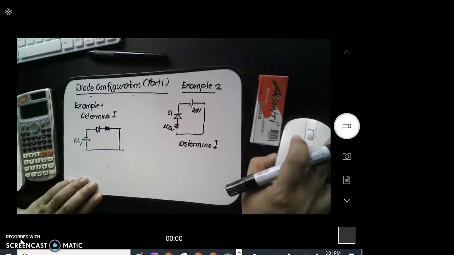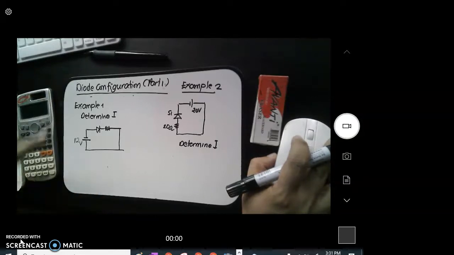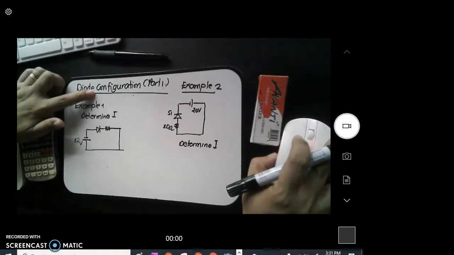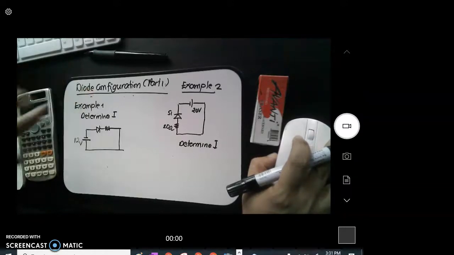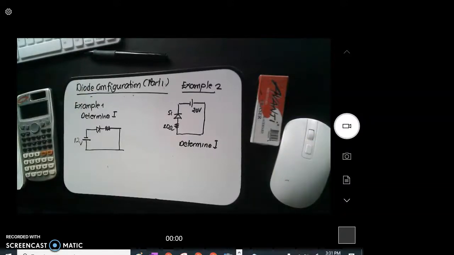Good day to everyone. This time our topic is diode configuration part 1. For this session, we will explain 4 examples of diode configuration. When you say configuration, it talks about how you connect the diode, either in series or in parallel. So let's solve example number 1.